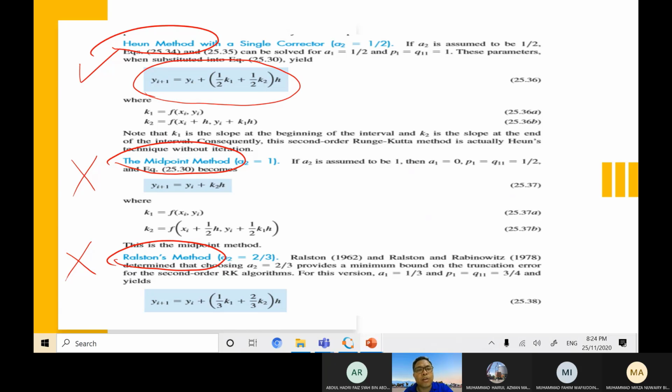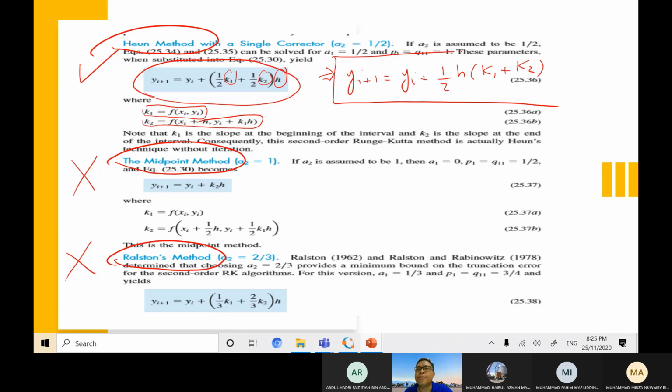You have to use a much complicated formula, which is yi plus 1 is equal to yi plus half k1 plus half k2 multiplied by h, where k1 here is defined by this equation and k2 is defined by this equation. And if you want to simplify this, you can simplify to much more simpler. So I can take my half and h put in front and k1 plus k2 in this one. This is much more easier to deal with.